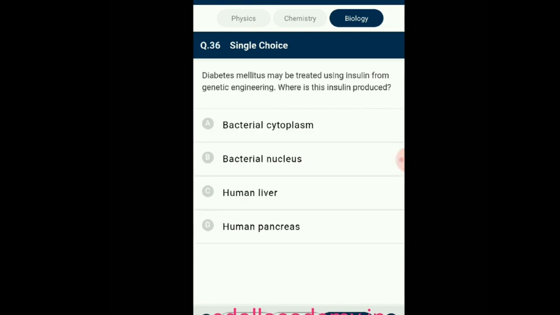Question number 36. Diabetes is treated using insulin from genetic engineering. Where is the insulin produced? Human insulin can be produced via genetic engineering by transferring the gene into a bacterial plasmid and getting it expressed. The insulin in the bacteria is produced within the bacterial cytoplasm. So the answer for this question is option A, bacterial cytoplasm.